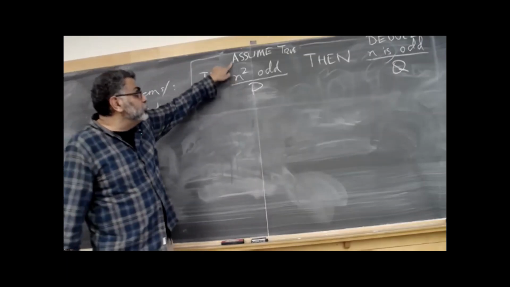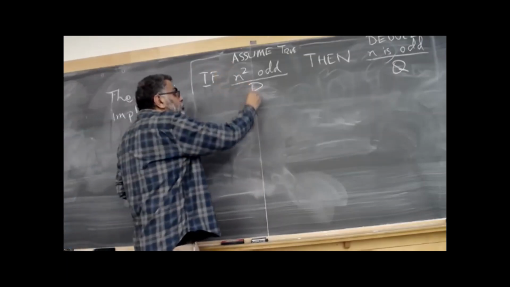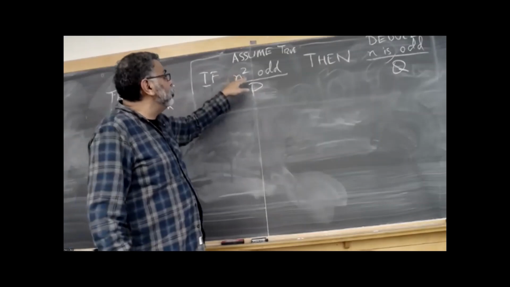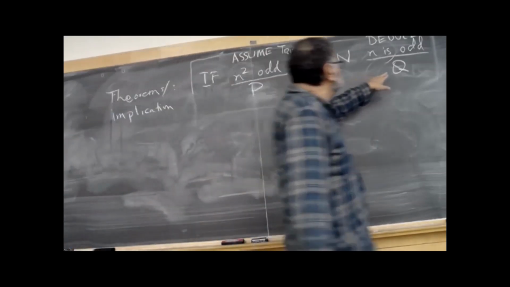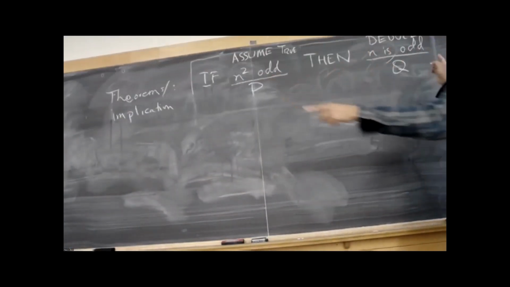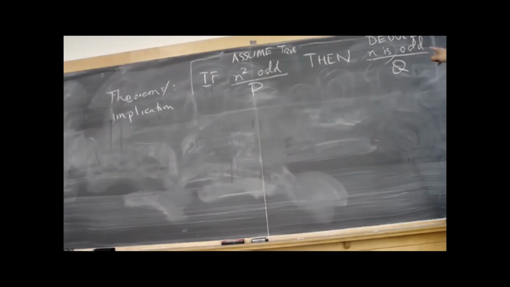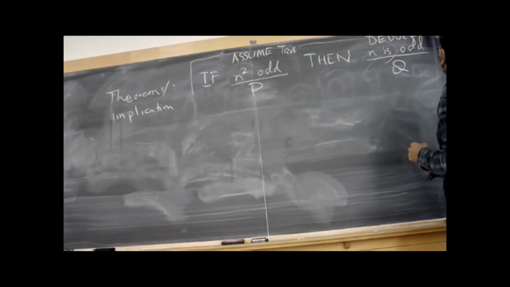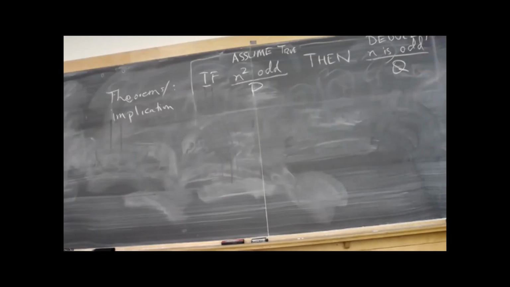So we assume P to be true, as in n squared is odd, and we deduce, because we are supposed to deduce if you're doing a direct proof, we deduce from P the truth of Q.